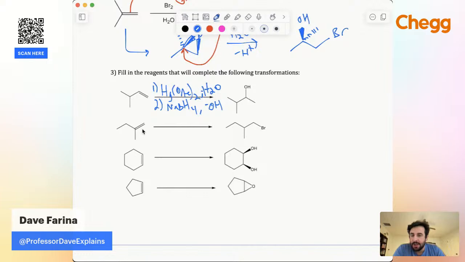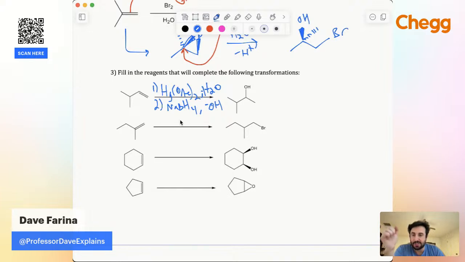How about this one? Now we have a pi bond, and clearly this is a hydrohalogenation. We've added hydrogen to one carbon and bromine to the other. And what is the regiochemistry here? The regiochemistry here is anti-Markovnikov. We have a tertiary carbon and a primary carbon, and the bromine ends up on the primary carbon. It ends up on the less substituted carbon. So this is an anti-Markovnikov hydrohalogenation.